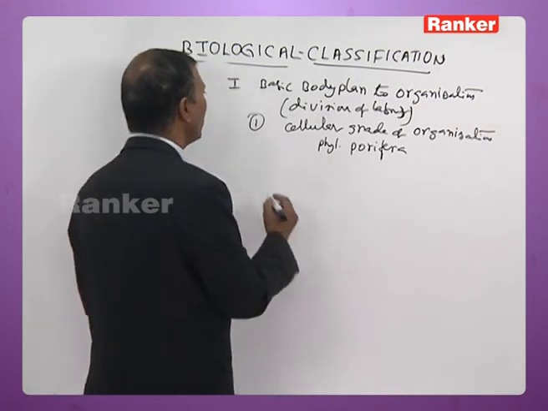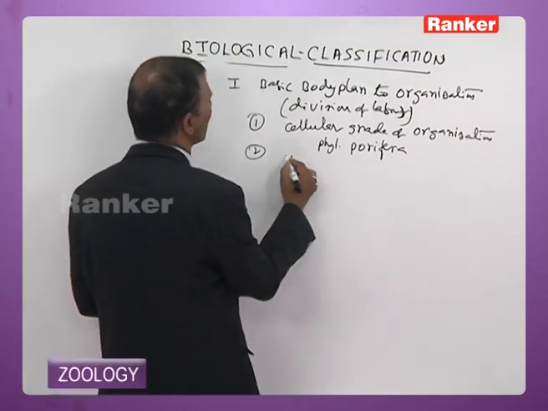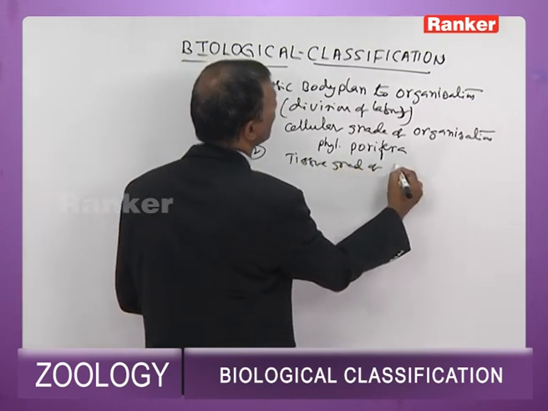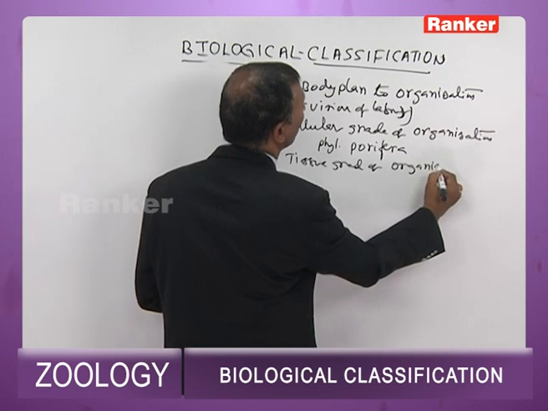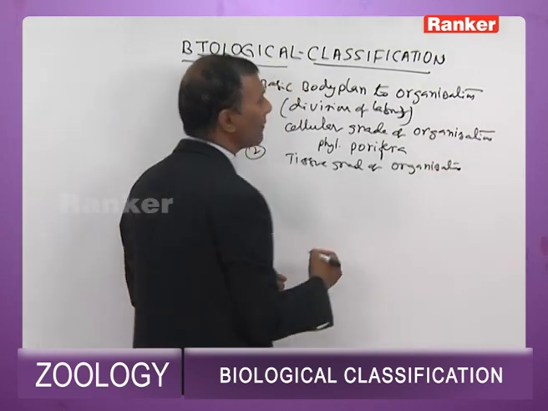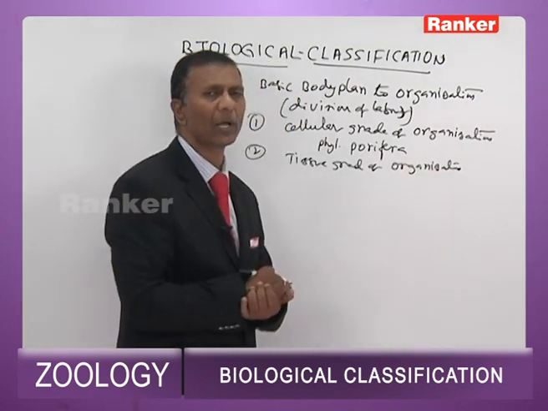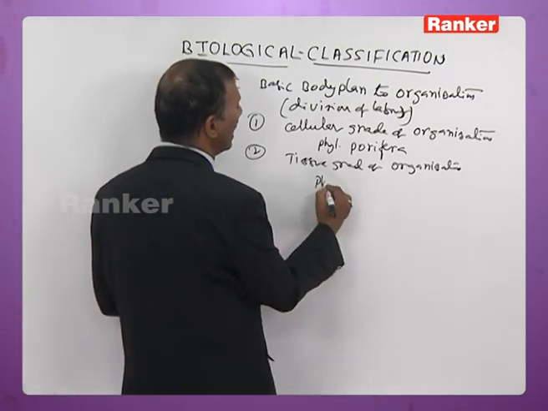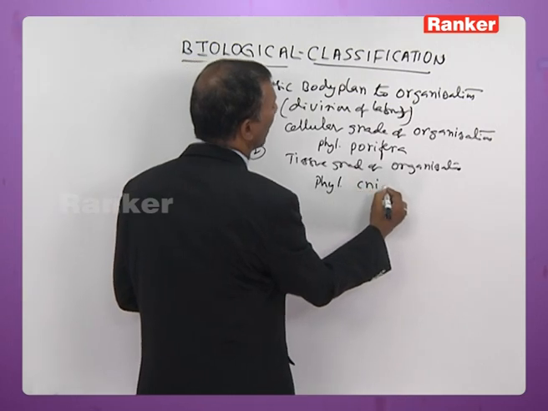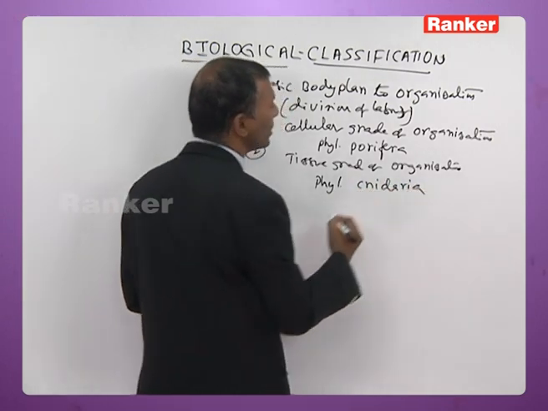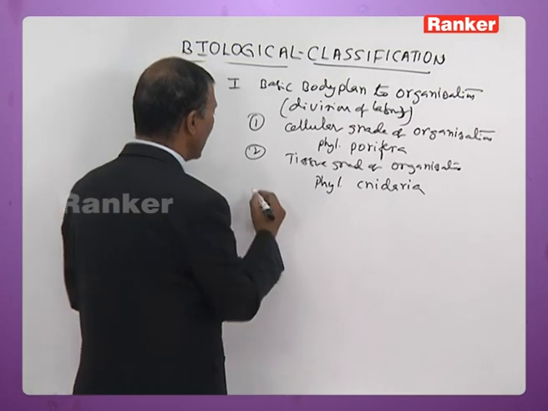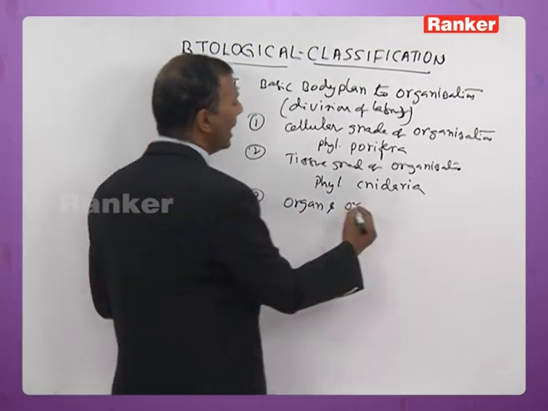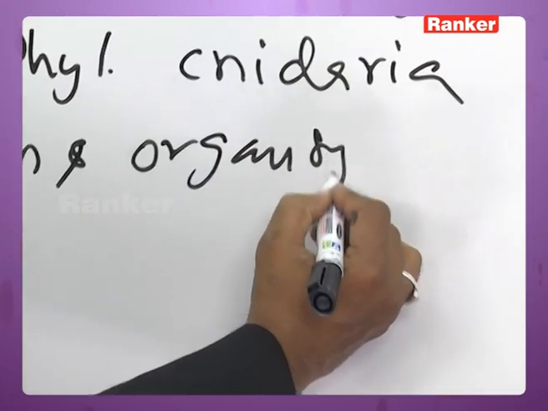Then next you have the tissue grade of organization. In the tissue grade of organization, the cells with similar function and similar origin come together to form tissues. Tissue grade of organization is noticed in phylum Cnidaria. Then next you have the organ and organ system grade of organization.